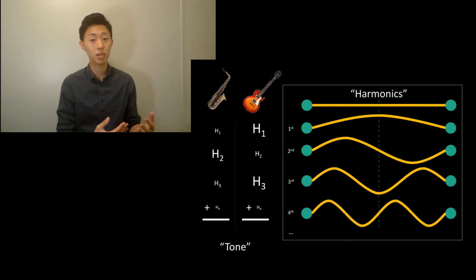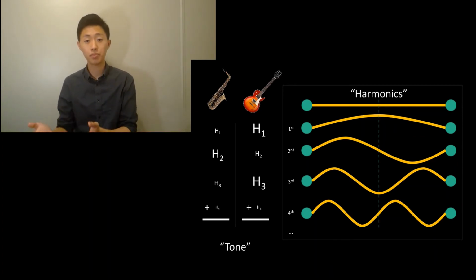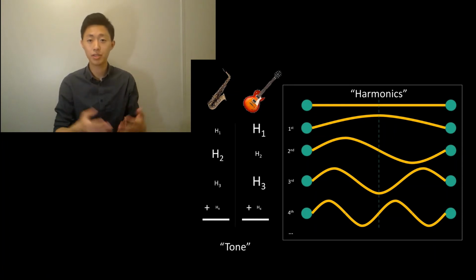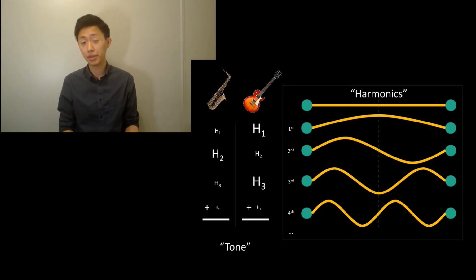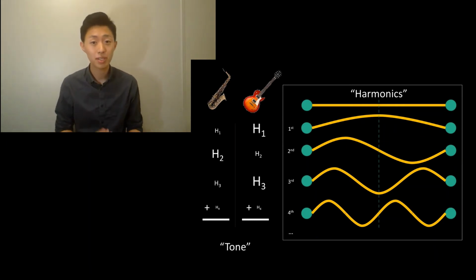So if I played the same note on a trombone, or on a trumpet, or on a violin, or on a guitar, if we were able to look at each of these harmonics that comes out, it would sound different even though we're playing the same note. So the demo here today is called a harmonic spectrum analyzer. This allows us to look at the harmonics of an instrument.